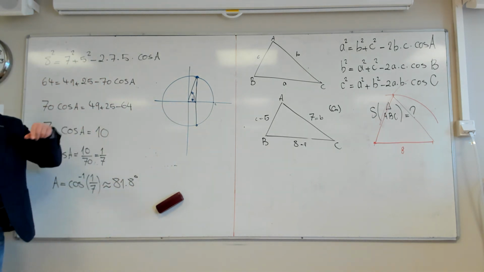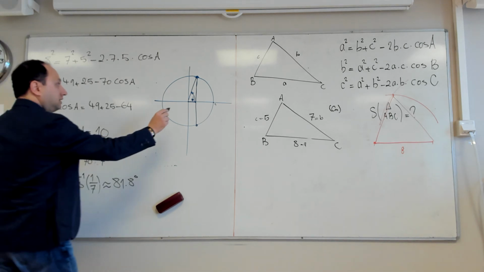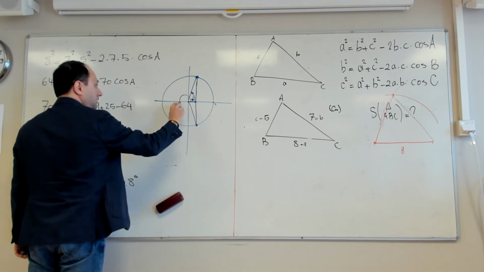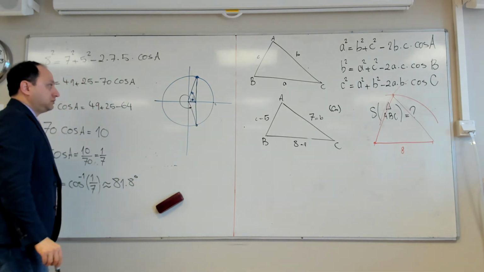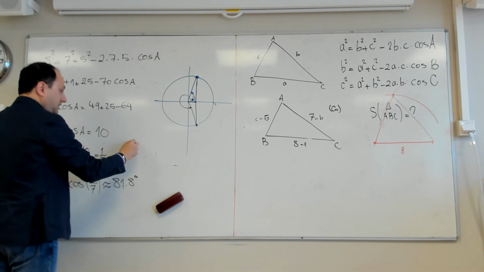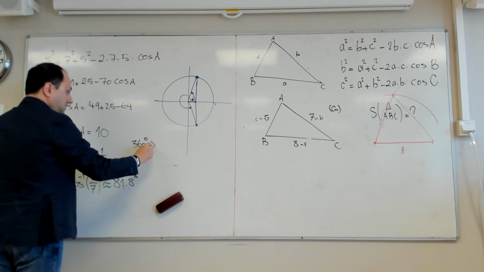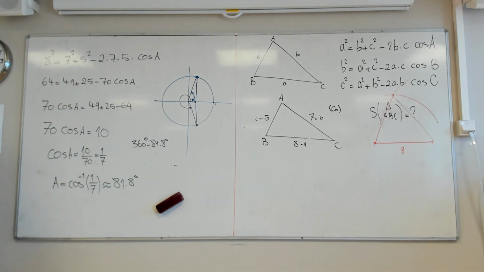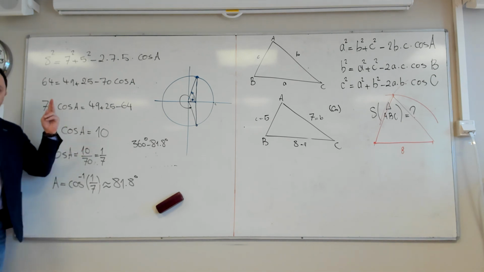Yes? What is the other angle? The other angle is this angle, from here to here. But the other angle, if you insist, is 360 minus 81.8 degrees. This is the other angle. Yes? But this other angle is so big that it does not fit into any triangle. Even so, if I ask you to find A, and this is not geometry but trigonometry, then there are two answers.